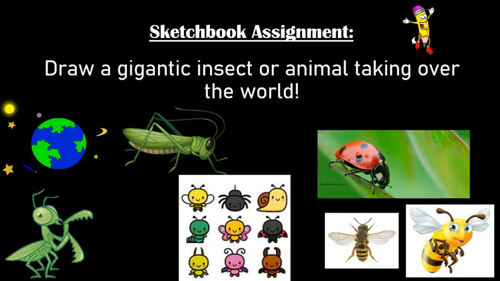Hello! Today's sketchbook assignment is draw a gigantic insect or animal taking over the world. So one way to do this might be where you draw the earth or some kind of planet with a big bug crawling on it. Or you could do like a cityscape with a gigantic praying mantis knocking down buildings.